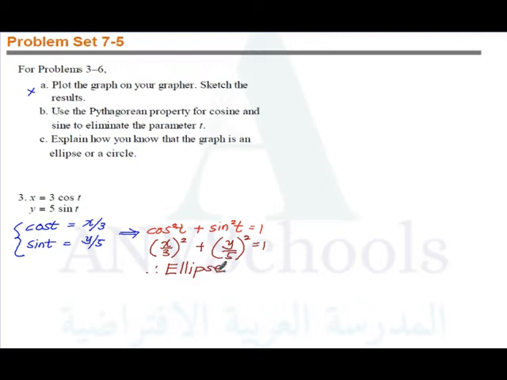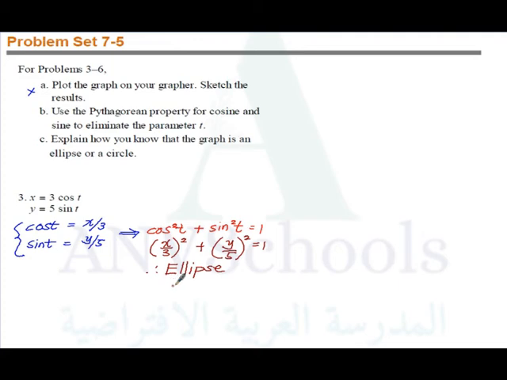Because an ellipse has different vertices and co-vertices. It has a longer stretch on the semi-major axis, and a shorter and narrower form on the semi-minor axis.